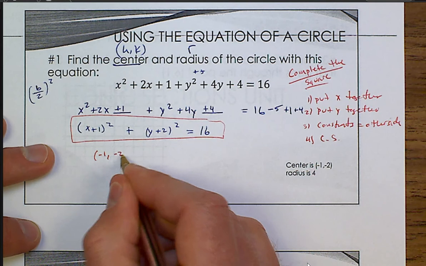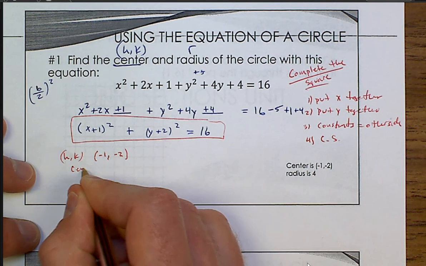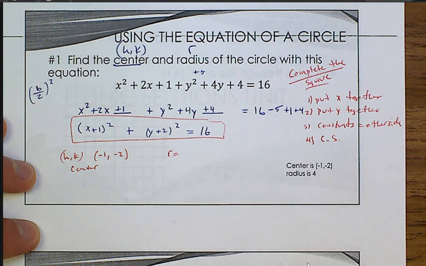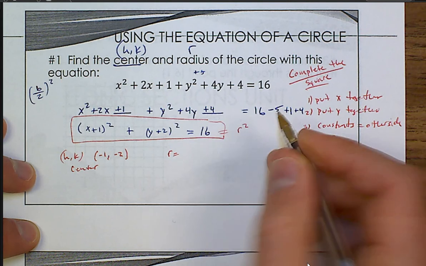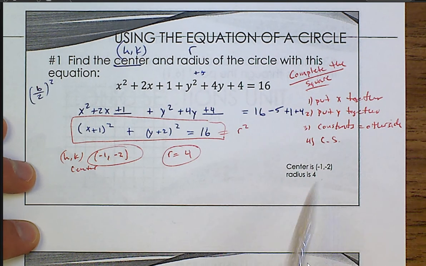That's my center. So that's my h and my k, or my center of the circle. My radius is not 16. That's the most common mistake. Remember, 16 is really r squared, so I'd square root it, and I'd have a radius of 4. So those are my two answers, and you can see I have that right there.